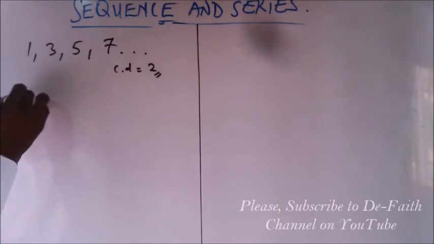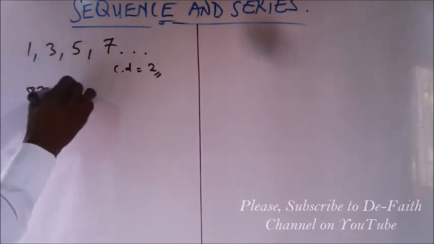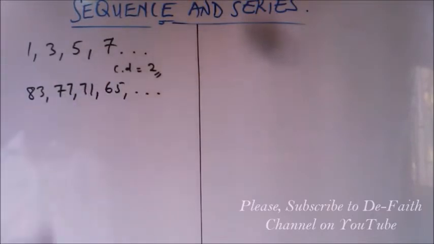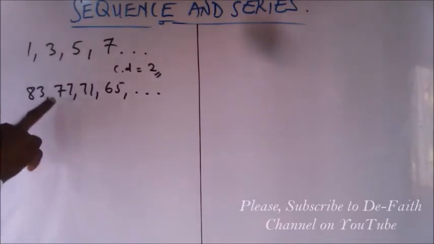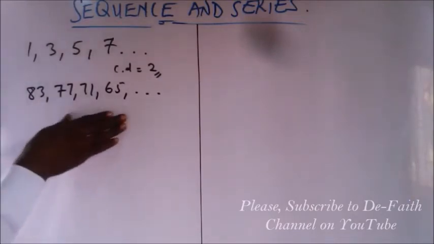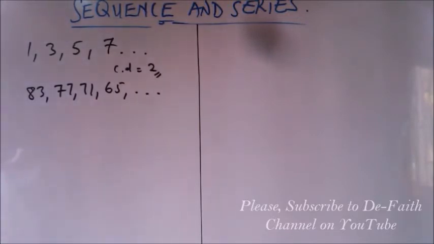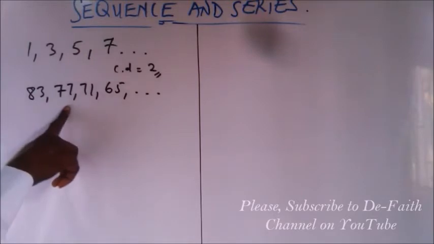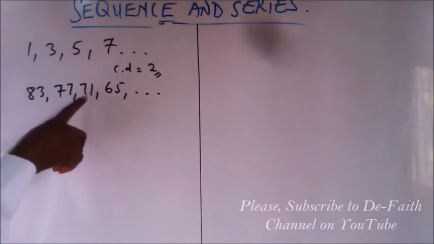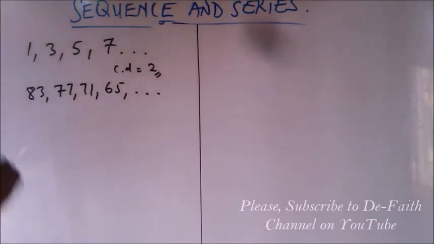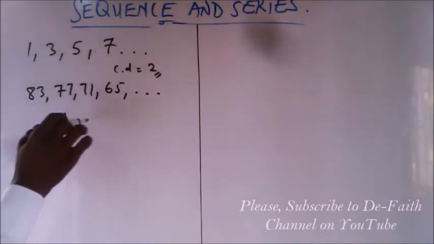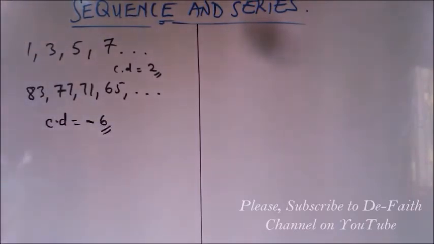Okay, let's take a look at this next one. We have 83, 77, 71, 65, and so on. The first number here is 83, and then the next number is 77. It means that the numbers keep reducing by a particular common difference. For us to get 77, it means that 6 was removed from 83. 6 was also removed from 77 in order to get 71. 6 was removed from 71 in order to get 65. And so we have a common difference of -6 in this other sequence.